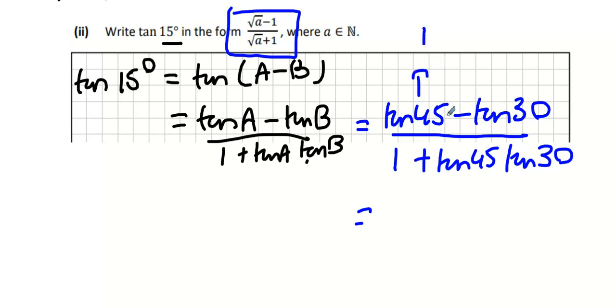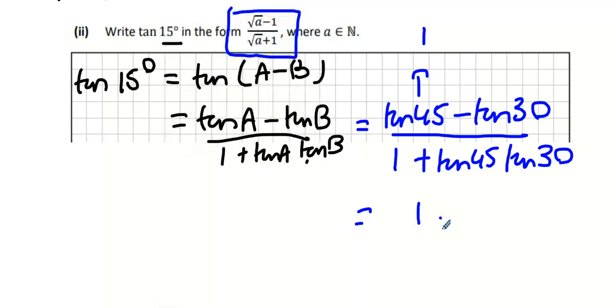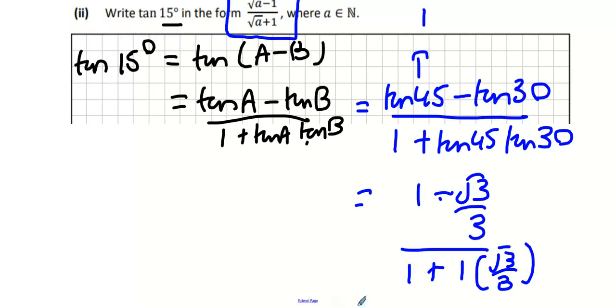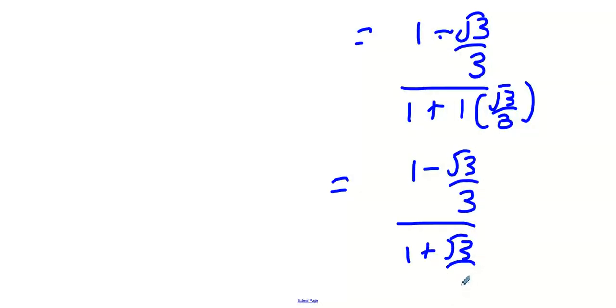Tan 45 is actually 1. Tan 30 in my calculator is root 3 over 3. This is going to be interesting. And then on the bottom, it's going to be 1 multiplied by tan 45, which is 1. And this once again is root 3 over 3. So it appears I'm going to have to use my fraction skills here. Okay. So it's going to be 1 minus root 3 over 3, and it's going to be 1 plus root 3 over 3.